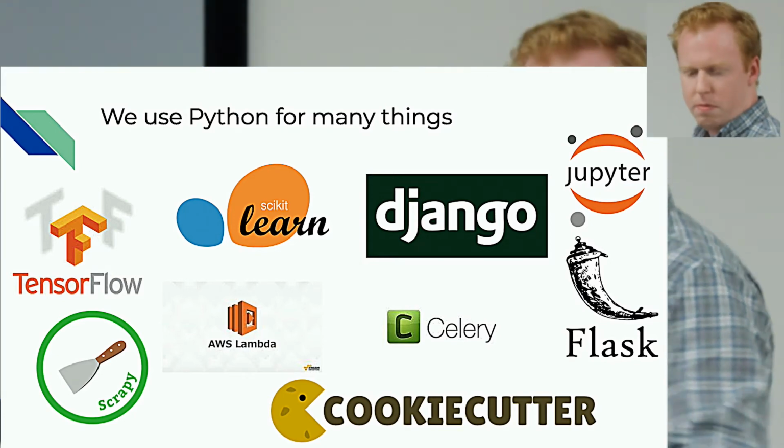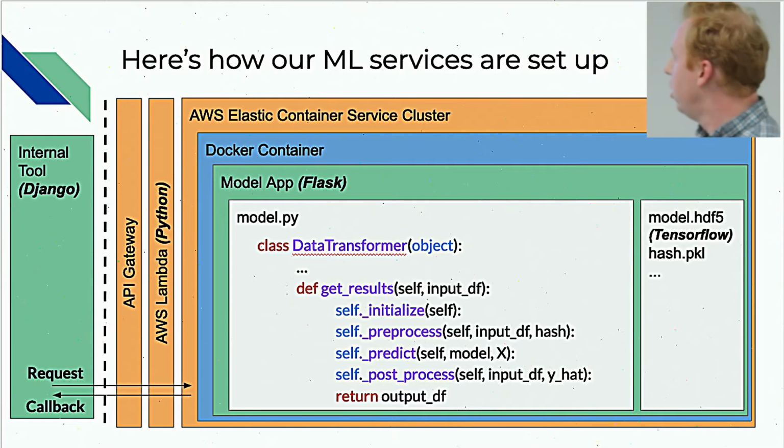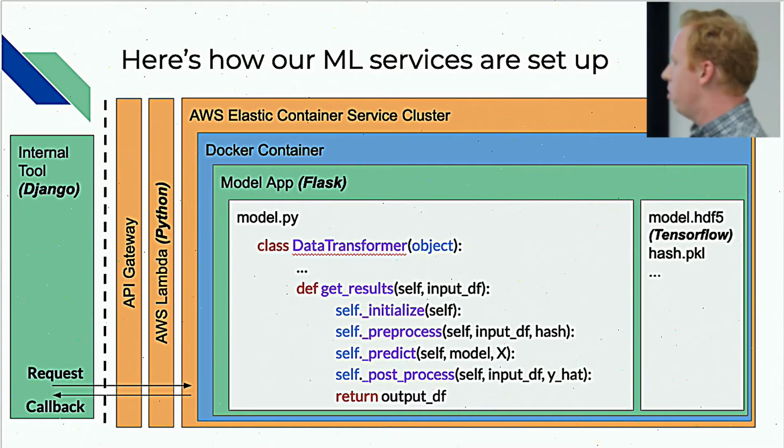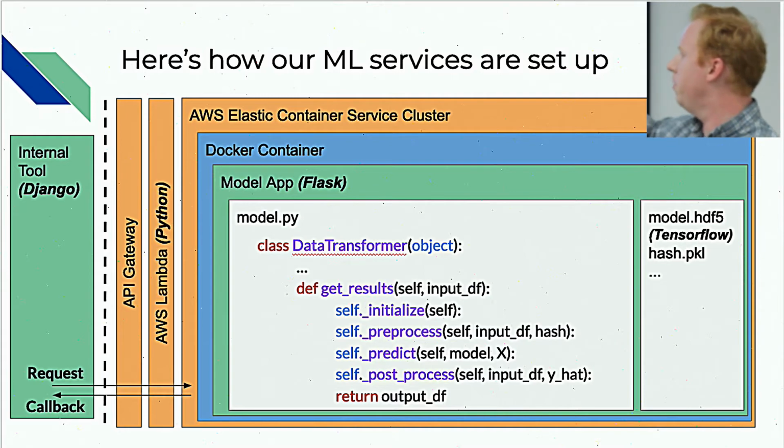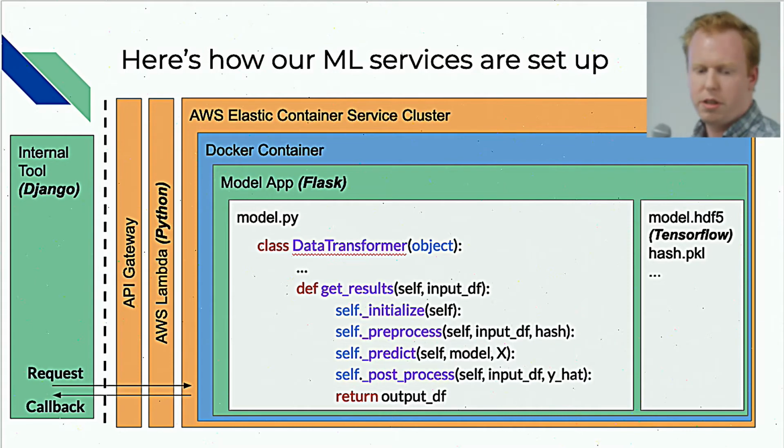This is getting a little more technical. We have an internal tool built in Django on the left side, and that will make a request through Amazon's API gateway. We have some Python sitting in a Lambda that kicks off jobs, and then we have Elastic Container Service that has a series of Docker containers, and these Docker containers have the actual models on them.